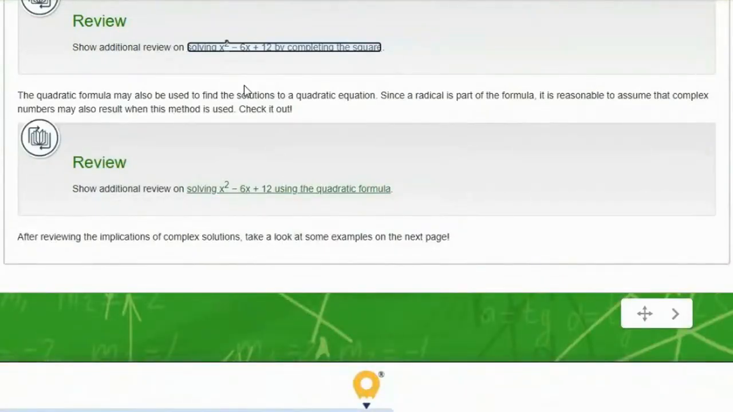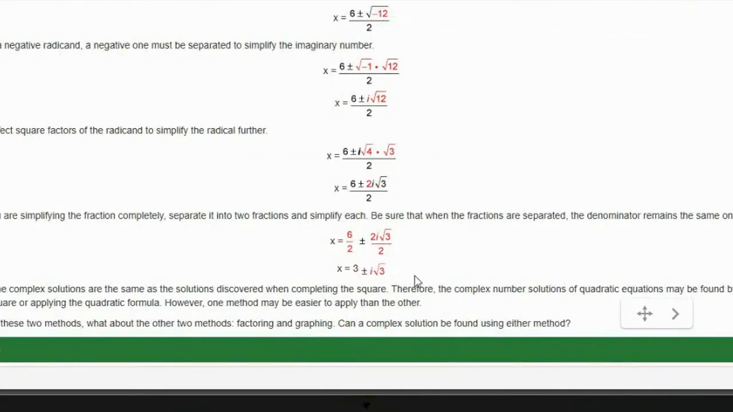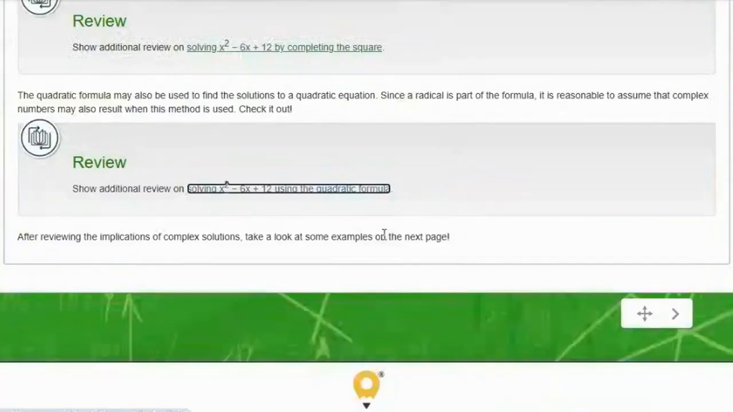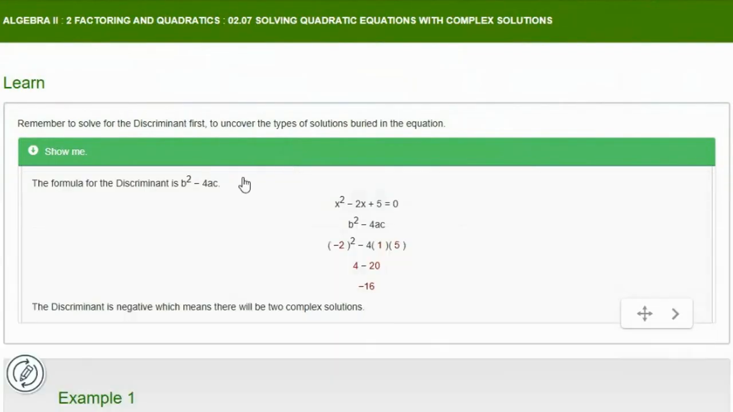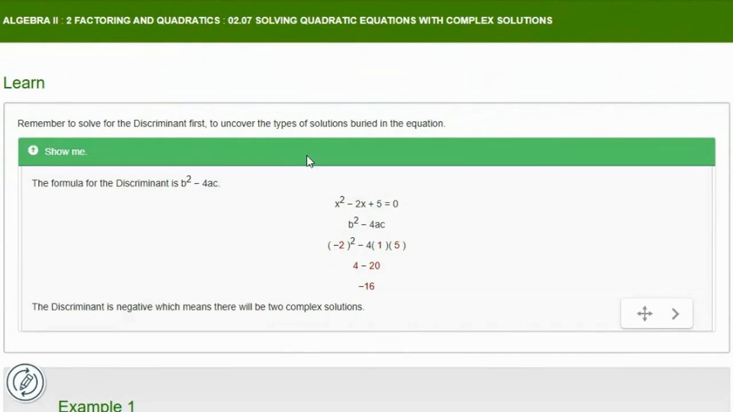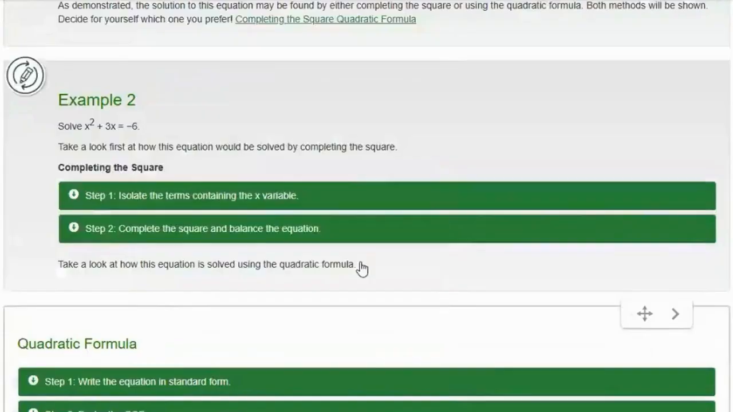Here is the exact same problem using the quadratic formula. Substituting in the B, A, and C and coming to the same solution. So the quadratic formula can always be used if it's an imaginary solution, or if you like completing the square, that's a possibility as well. Remember to solve for the discriminant first to uncover what types of solutions. Right? B squared minus 4AC. So let's look. How many examples we got? We've got a few. This is just the lesson summaries at the bottom of this page.